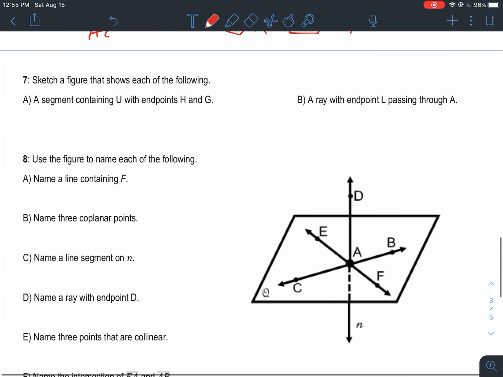All right, I'm going to ask you to do the same thing again. Pause the video once again and try 7A and B. Just draw a picture that matches those sentences. Come back when you're ready.